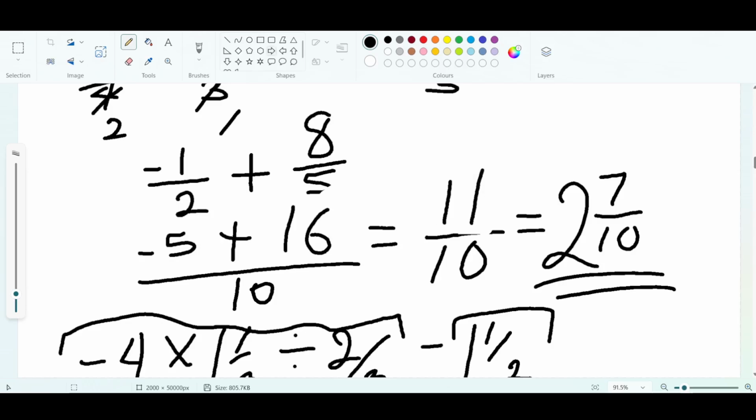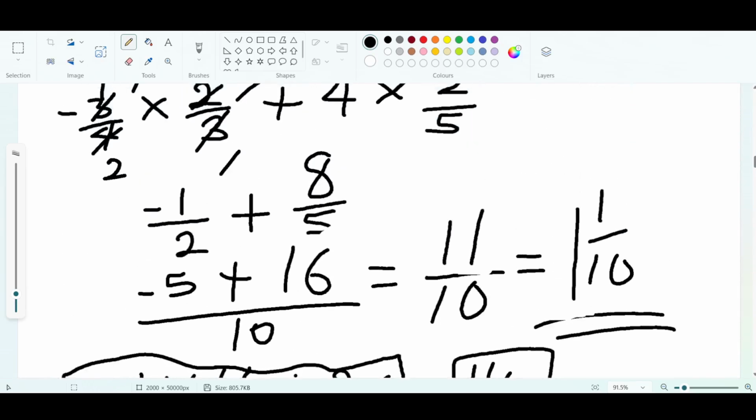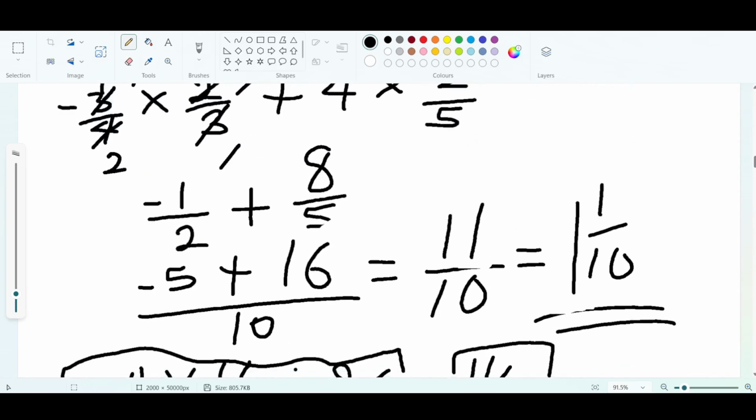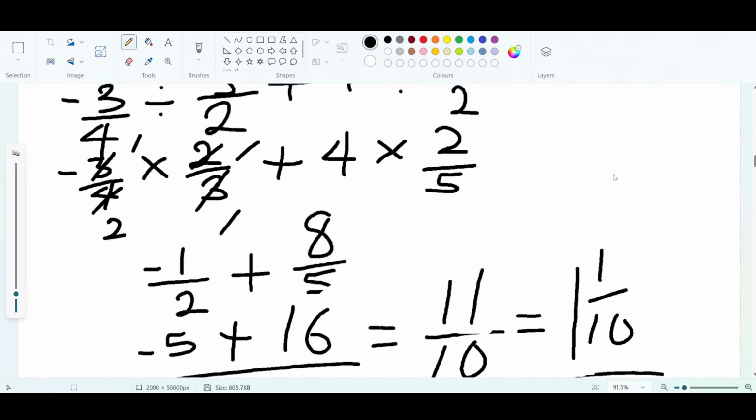So 11 all over 10 is also an improper fraction, and we need to convert it to a mixed fraction. So that will be one whole number, that is 10 in 11, 1, remainder 1 all over 10. So this is the correct answer now for that particular error that we made.